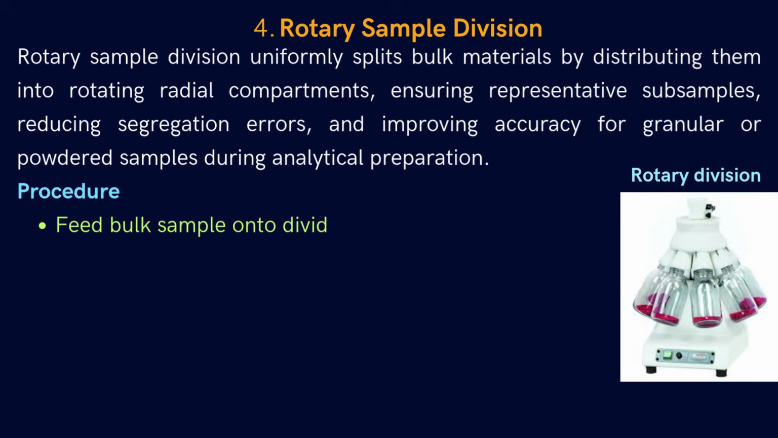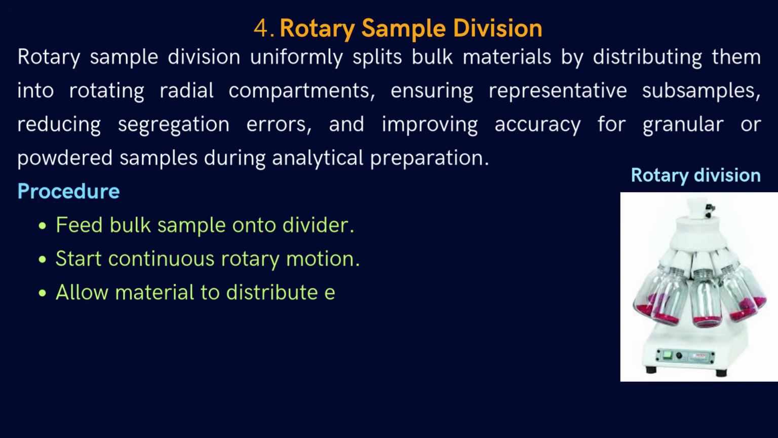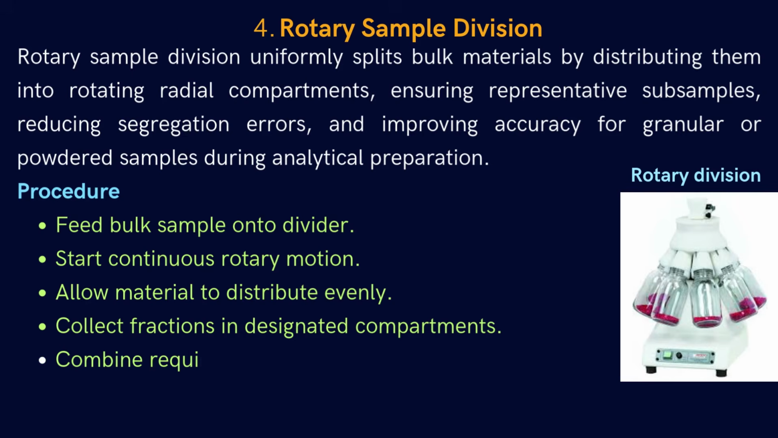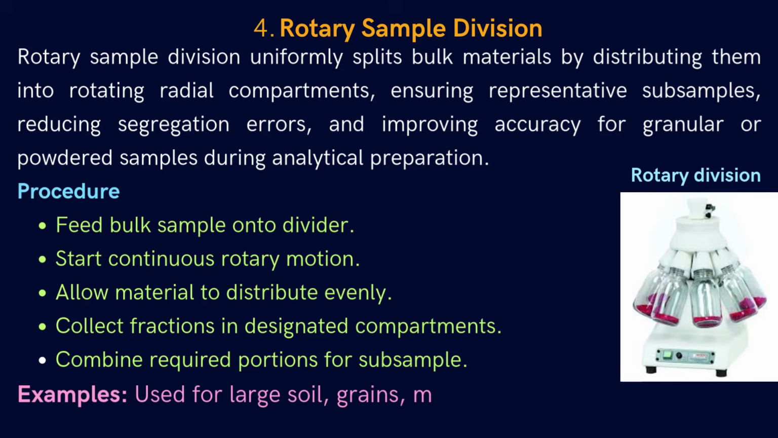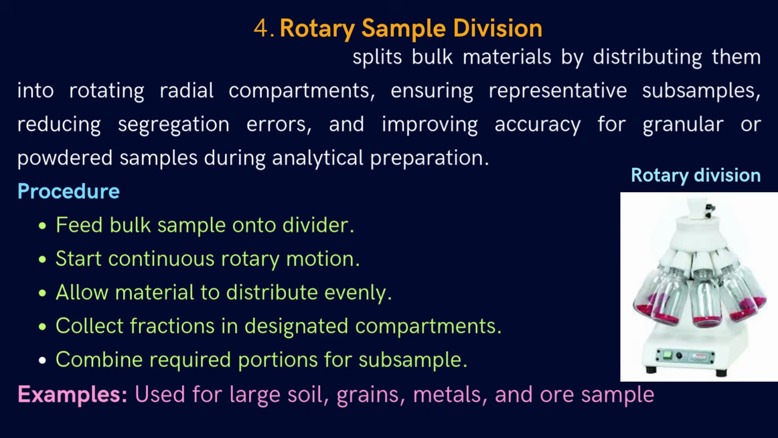Procedure: feed bulk sample onto divider. Start continuous rotary motion. Allow material to distribute evenly. Collect fractions in designated compartments. Combine required portions for subsample. Examples: used for large soil, grains, metals, and ore sample.